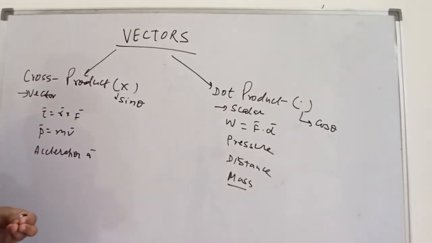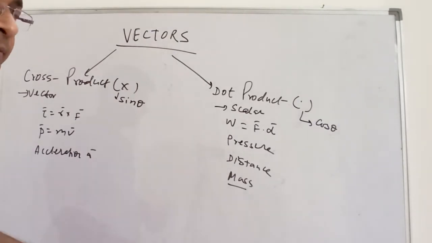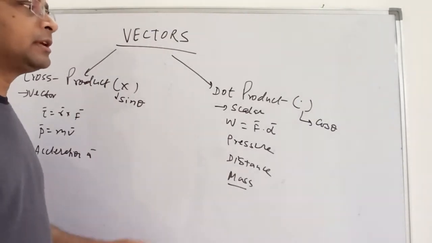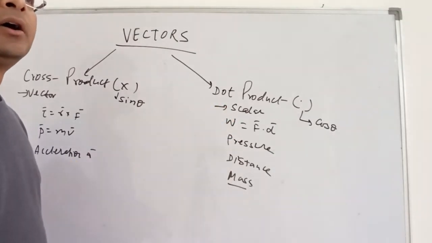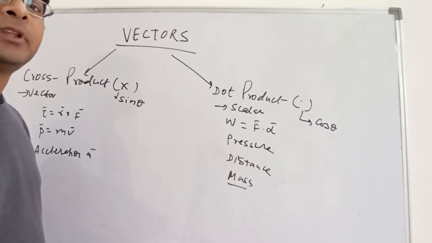Vector means those physical quantities which involve magnitude as well as direction. But in dot product, or you can say scalar quantity, we are not concerned with the direction. It's all about magnitude only. Just note it down.